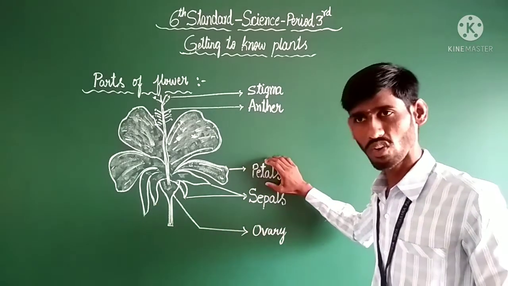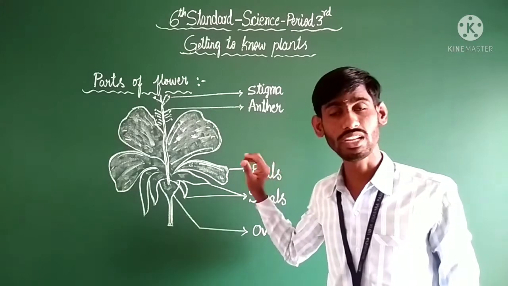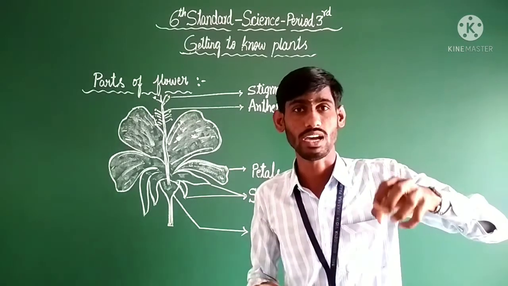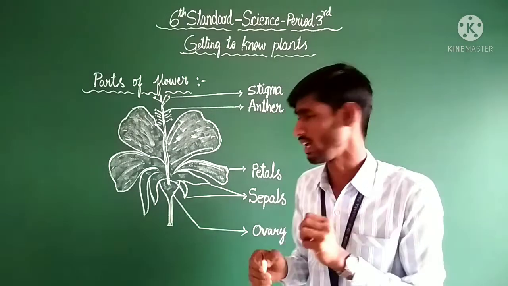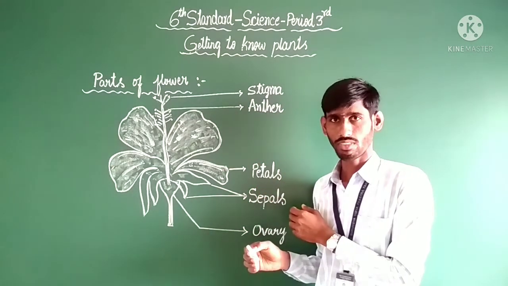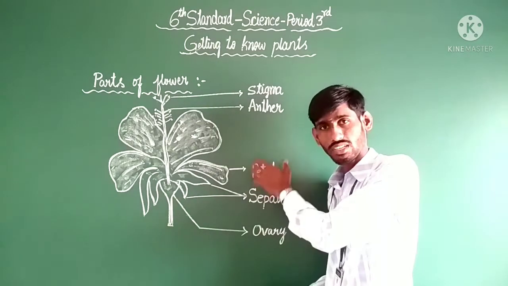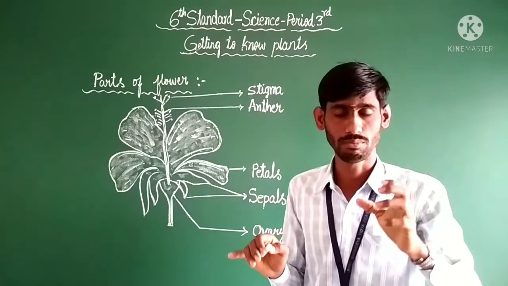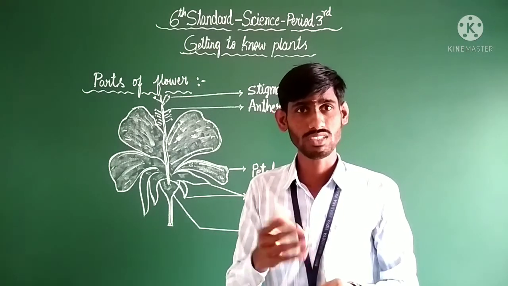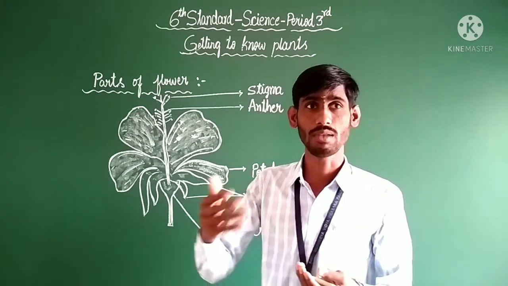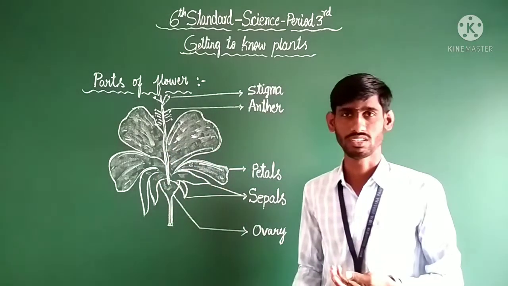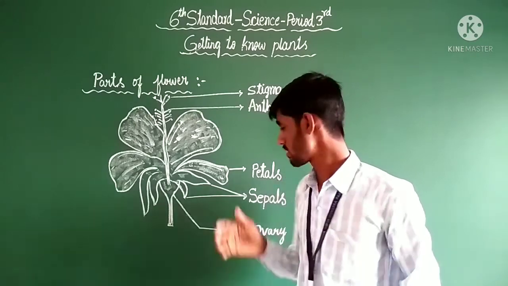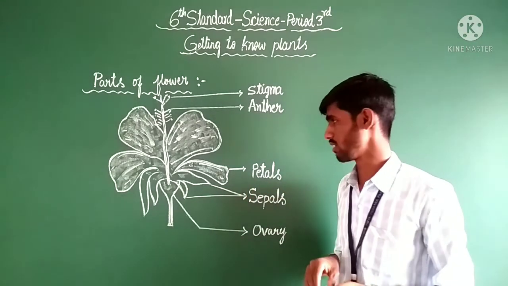Dear children, what is the role of petal? The role of petal is to attract the birds and insects to suck the honey from the nectar. Petals attract birds and also honeybees. What is the use, dear children? It helps in pollination. This is the main role of the petal.